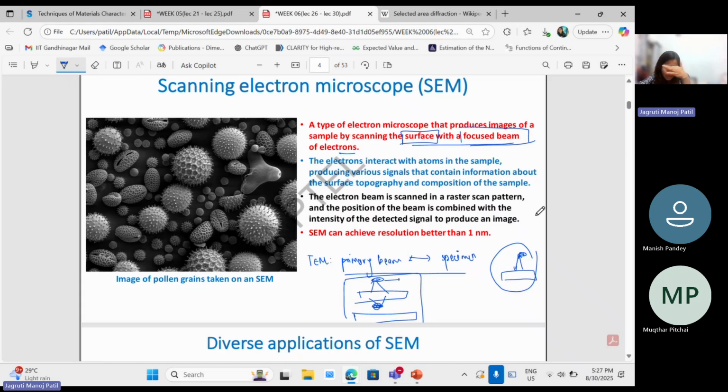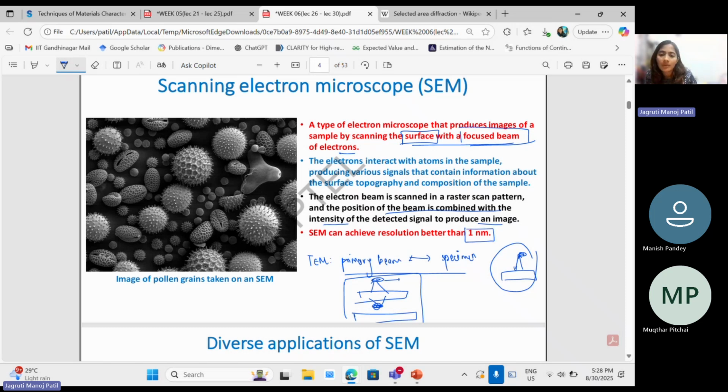So what we are doing is making a raster scan pattern, and the position of the electron beam is combined with the intensity of the signal to make an image signal. What is being scattered back, the detected signal, will be produced from there. The resolution that we can get here is down to 1 nanometer.